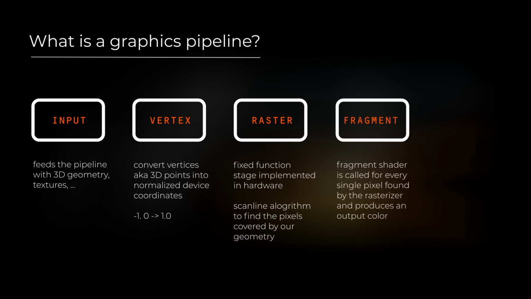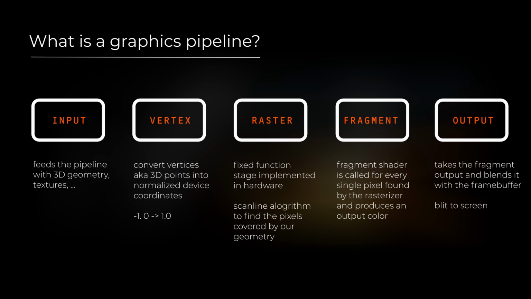The next stage, the fragment stage, calls our fragment shader for every single visible pixel on the screen to determine its output color. The last step is to output everything from the fragment shader and from whatever might have been still in the frame buffer to the screen buffer, and then show it on the screen.